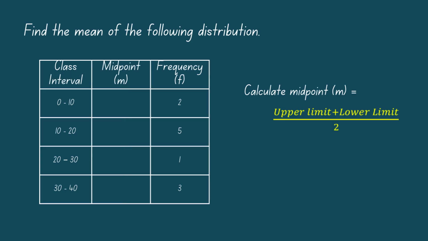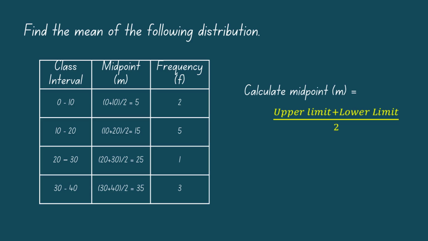I have added a column here now, and this is for midpoint, and we are going to calculate the midpoint for each of the class interval. So for the first interval, it would be 0 plus 10 divided by 2, which is 5. So the formula, if you remember, is upper limit plus lower limit whole divided by 2. For the second class, it will be 10 plus 20 whole divided by 2, which is 15. And then for third class, it would be 20 plus 30 whole divided by 2, which is 25. And then for fourth class, it will be 30 plus 40 whole divided by 2, which is 35.